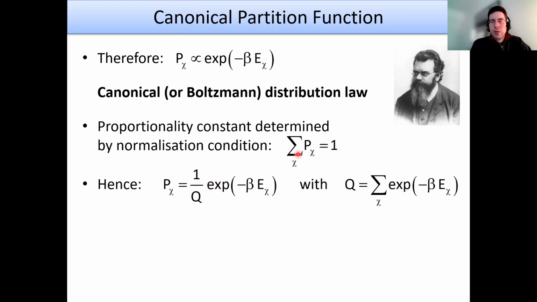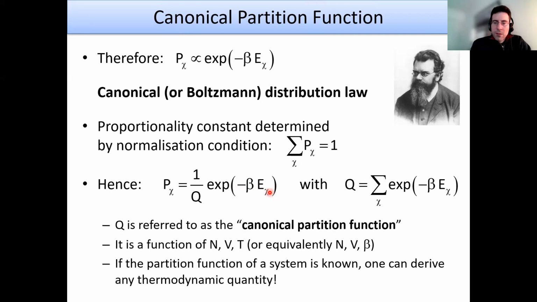And this sum, I'm showing it here. This sum, Q, is called the partition function for the canonical ensemble. So then the probability is simply 1 over the partition function times e to the minus beta times E chi. So Q is the canonical partition function.